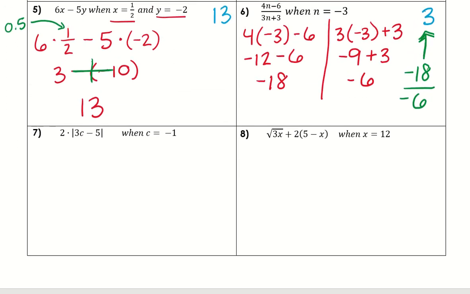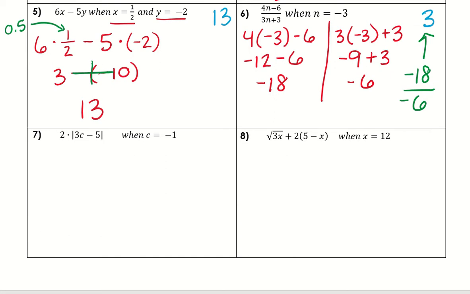Oop, I'm taking the arrow with me, I guess. Let it settle. There we go.